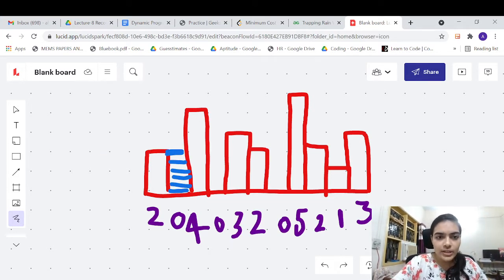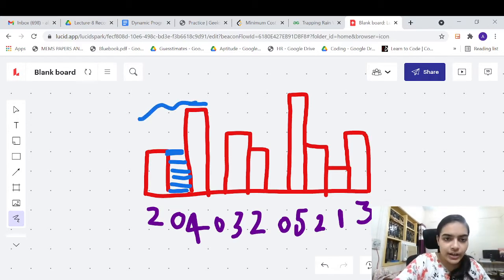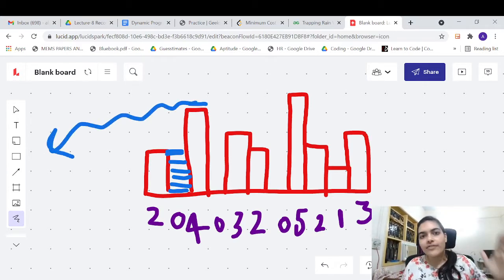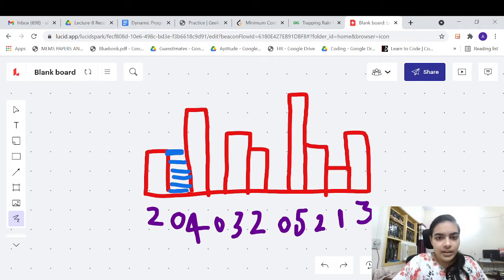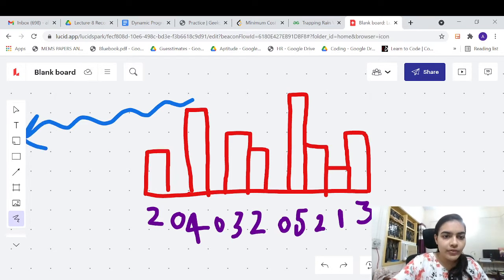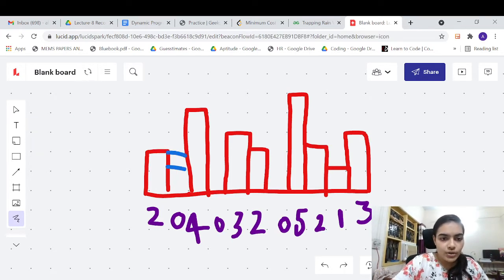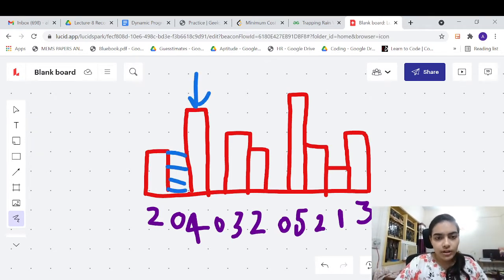Okay, what about this block? Can it store any water? No. The moment it stores one drop of water, it is going to spill because there is nothing on the left side to hold it, right? From the right side it can store water, because this guy will be able to hold it, but on the left side of this block there is nothing to hold the water. If it stores water, it will just spill. So this block will not be able to store any water.